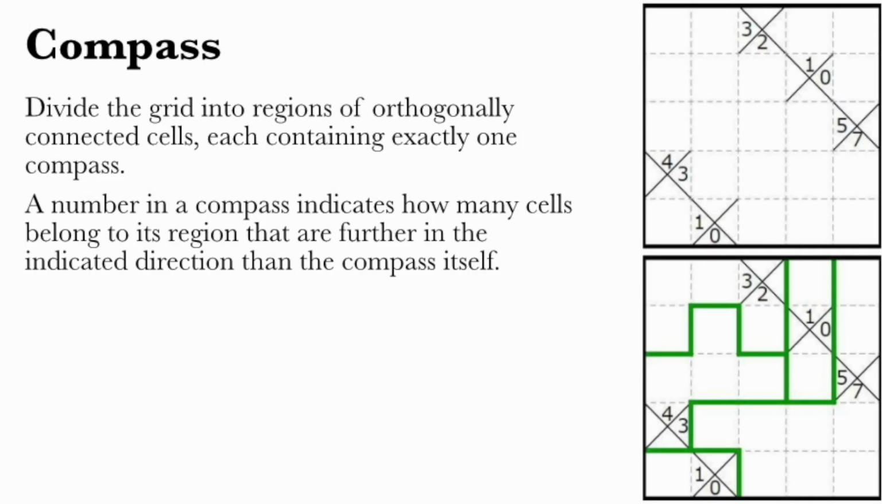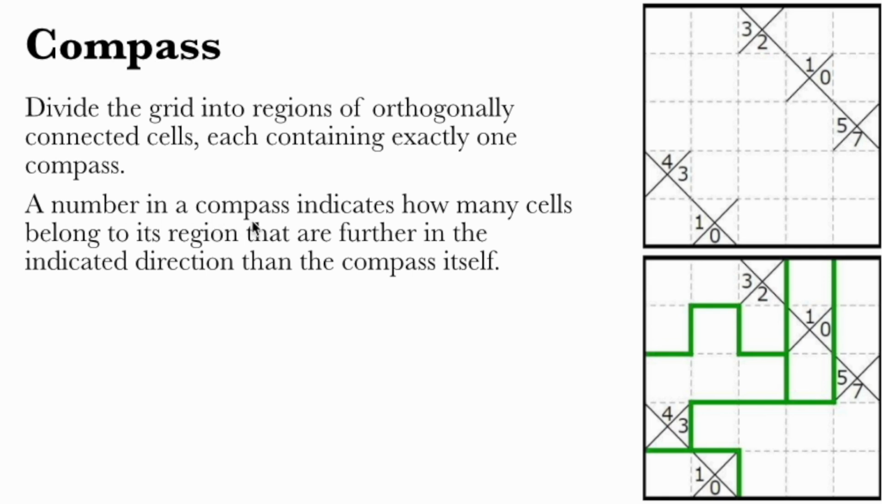But before we can get around to that, we need to understand what this puzzle genre is all about in the first place, so let's take a look at the rules. Compass is a region division puzzle. We will divide the grid into regions of orthogonally connected cells, each containing exactly one compass. Orthogonally connected just means connected by a cell edge, connected vertically or horizontally, not diagonally. And a compass is one of these cells with an X in it and numbers in some of the four quadrants of the cell.